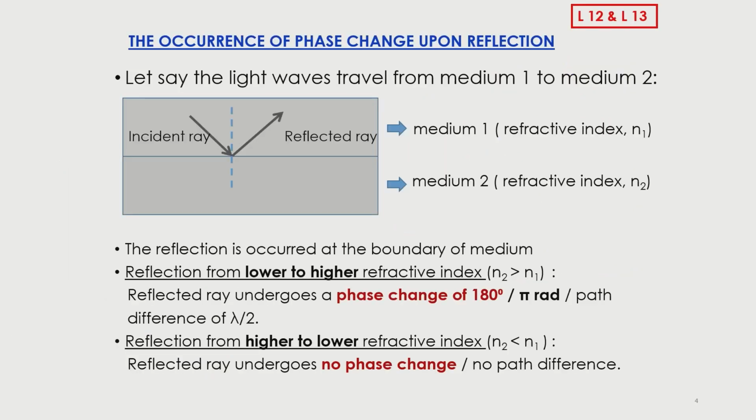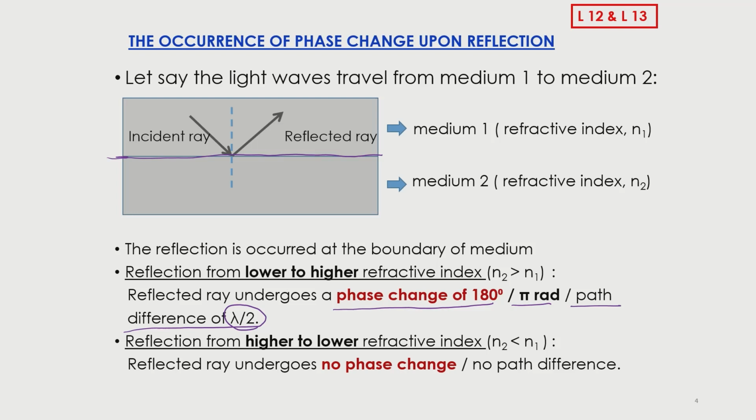The occurrence of phase change upon reflection. Okay, let's say the light wave travels from medium 1 to medium 2. So upper is medium 1 and below is medium 2. For medium 1, you will have refractive index of medium 1 and refractive index of medium 2. The reflection occurs at the boundary of medium. So this is the boundary of medium. Reflection from lower to higher refractive index will undergo a phase change of 180 degrees, pi radian, with path difference of lambda over 2.